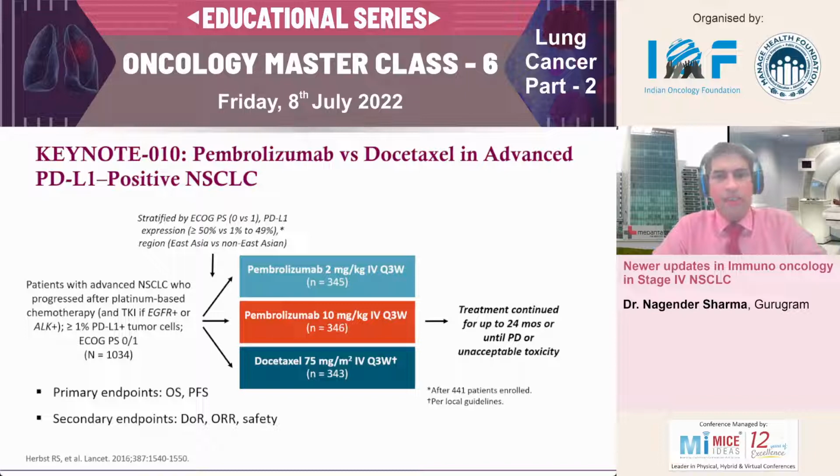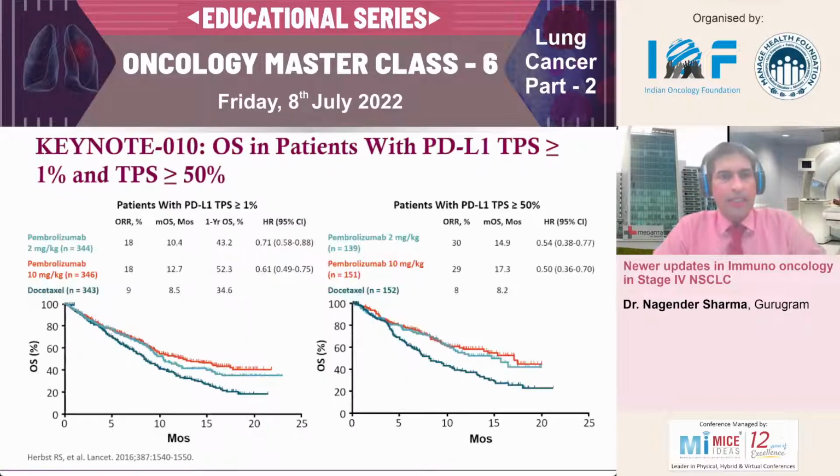KEYNOTE-010, pembrolizumab was compared with docetaxel in advanced PD-L1 positive NSCLC, a 3-arm trial in which pembrolizumab was used at different doses, 2 mg per kg every 3 weeks and 10 mg per kg every 3 weeks, compared with docetaxel 75 mg per meter squared every 3 weeks. The primary endpoints were overall survival and PFS. Key secondary endpoints were duration of response, objective response rate, and safety, and treatment continued up to 24 months or until progressive disease or unacceptable toxicity.